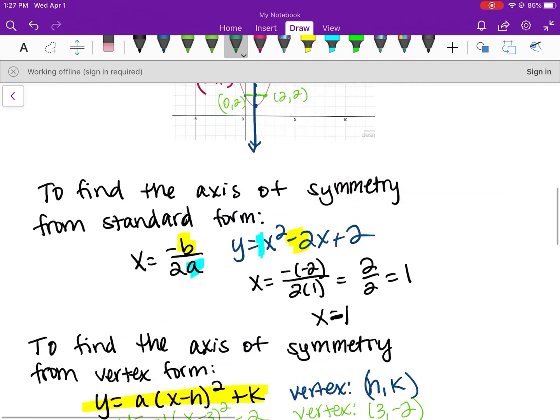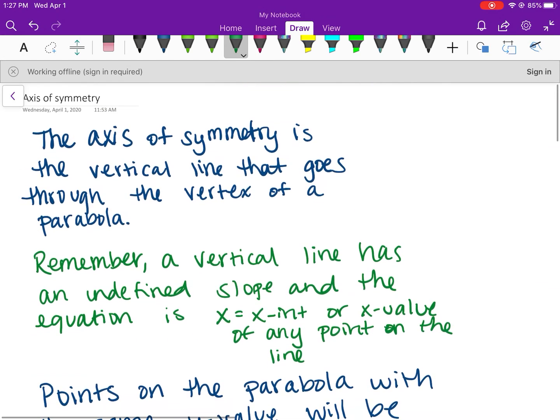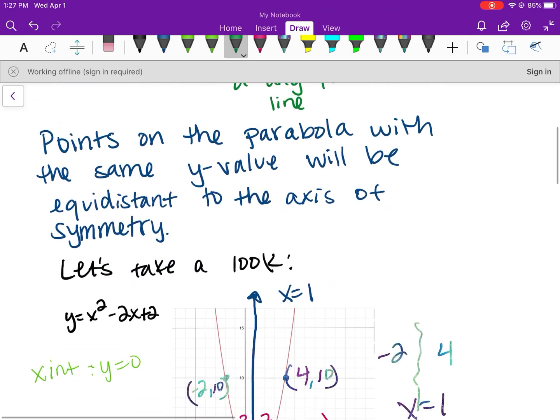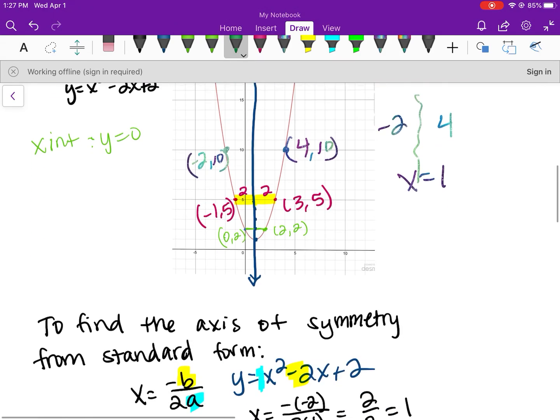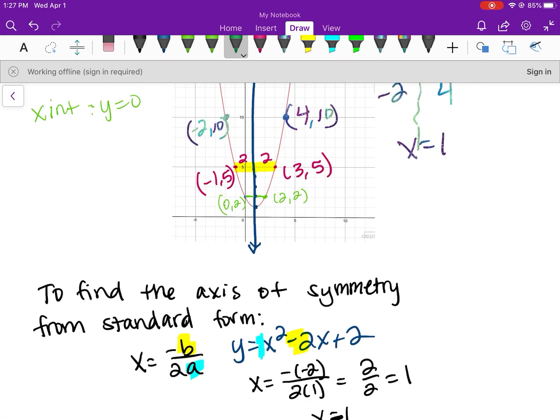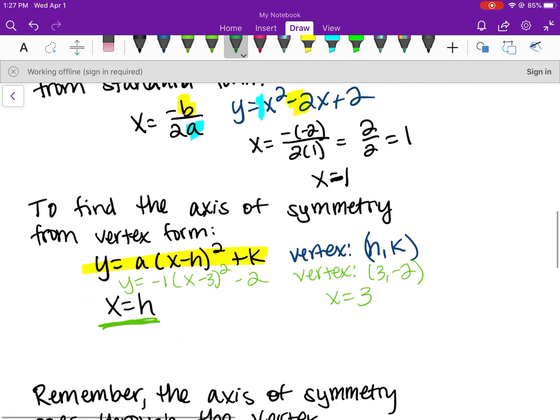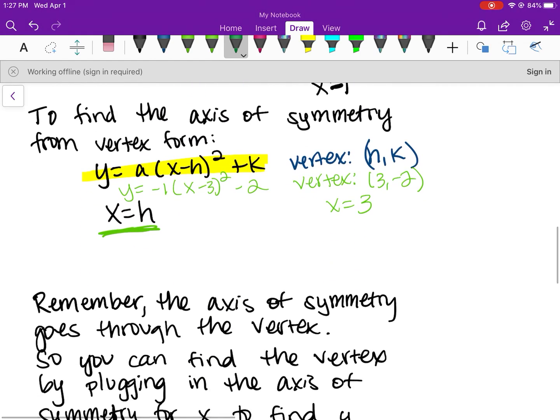So that is an overview of the axis of symmetry and how you can use it to analyze different parts of a quadratic or possibly find more points on a quadratic function. And again, also using the axis of symmetry to find the vertex or vice versa. They are very much related.